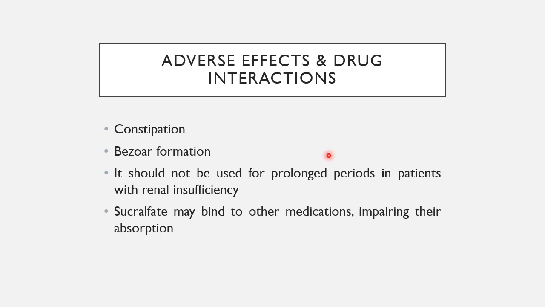So its adverse effects and drug interactions: as it is not absorbed, it is devoid of systemic effects. Only the small amount of aluminum which is absorbed will produce constipation, and they result in bezoar formation because it forms a tenacious paste which can produce an obstructive lump, and it gets stuck in the stomach. That is known as bezoar.